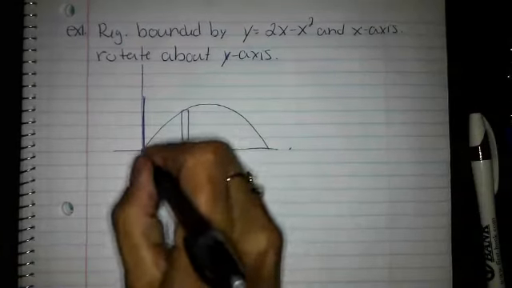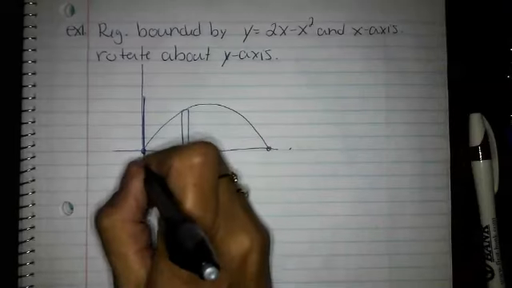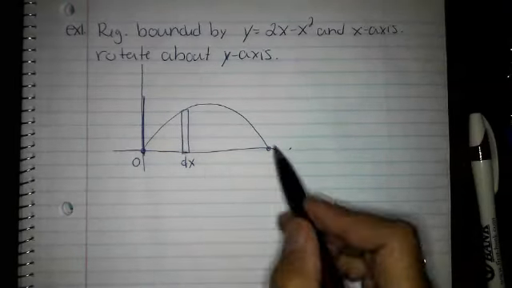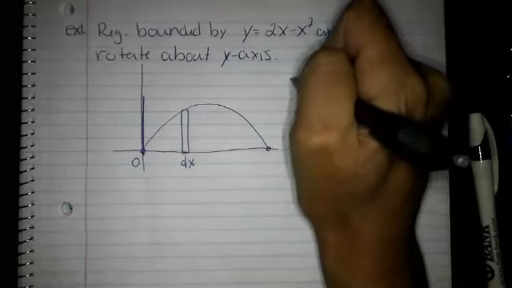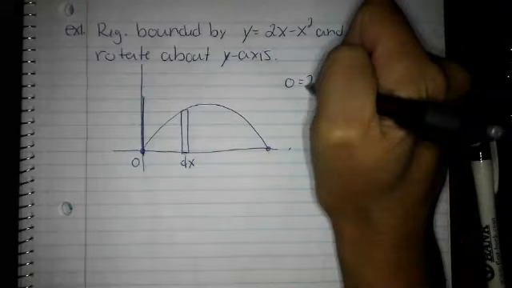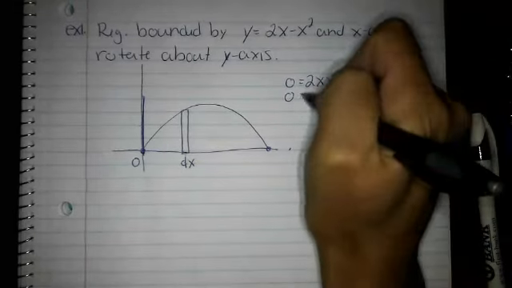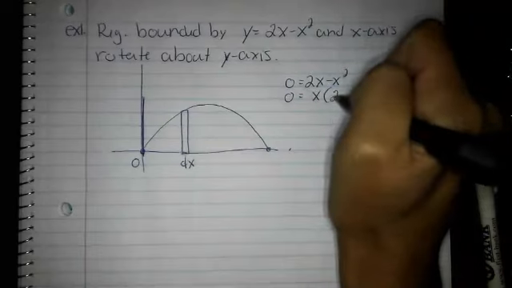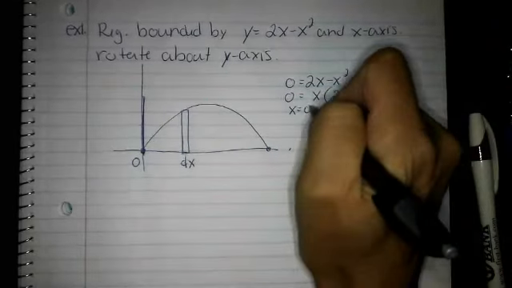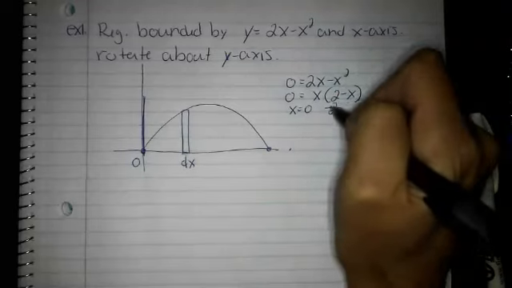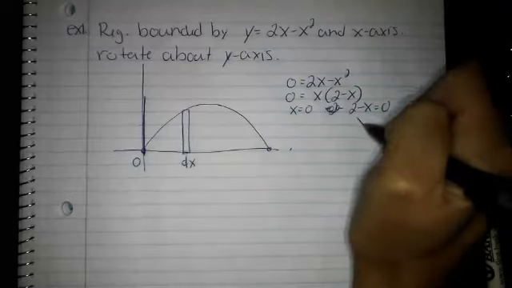So I want x boundaries. And then x is in the equation. So this is the origin, and then the other 0. I'm going to do it algebraically. So I will set y to 0: 2x minus x squared equals 0. I'm going to factor out an x. That'll give me x times (2 minus x). This is where x equals 0. I already got that one. 2 minus x equals 0. X is going to equal 2.